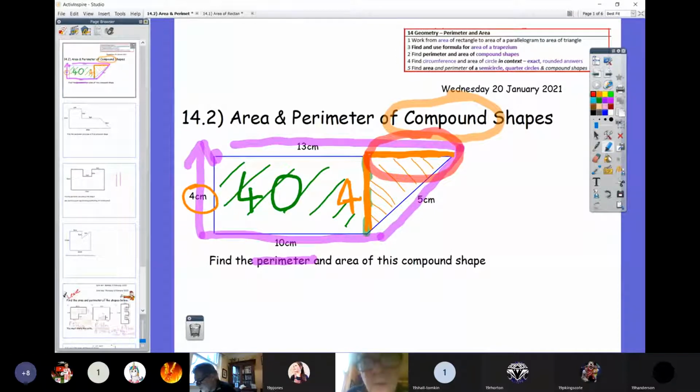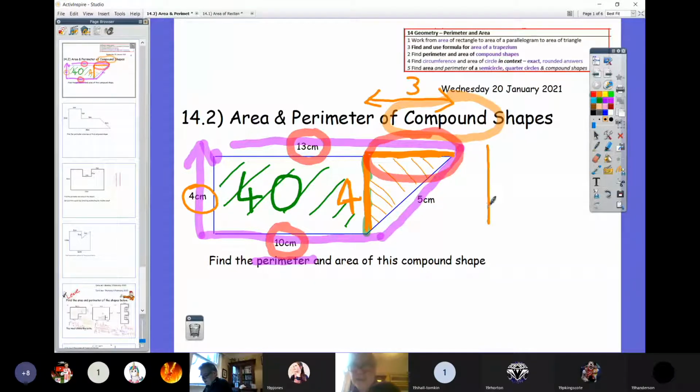You can see the length all the way along the top is 13, but part way along the bottom is 10. So just wait for that 13 and the 10 to be circled. There we go. So that little bit circled on the right in red has to be the difference between 13 and 10, which is going to be 3. So that length there is 3.